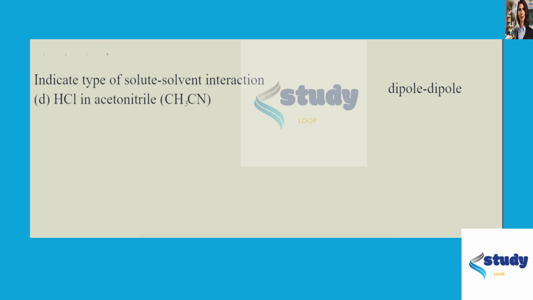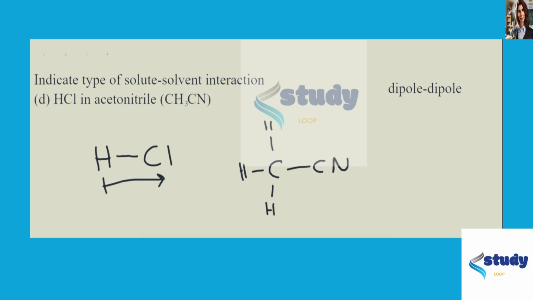Then finally, for hydrochloric acid, HCl in acetonitrile, notice that there's no part of these molecules that can form hydrogen bonding. So what we have is HCl, which is polar, right? It has this dipole moment, and acetonitrile, which is also polar. So we've got this very electronegative piece. We've got a dipole moment that goes this way. So we've got 2 dipoles, the dipole in the hydrochloric acid, the dipole in acetonitrile, and thus we have a dipole-dipole interaction.